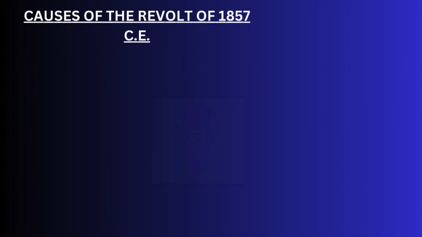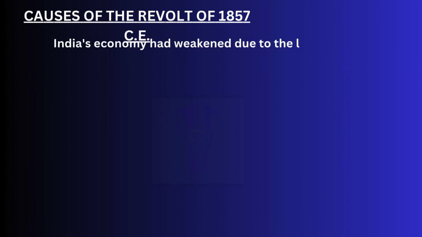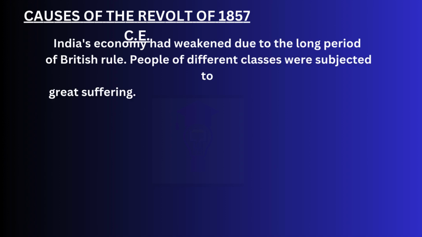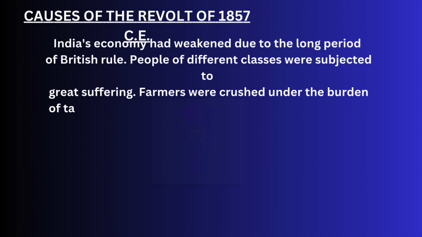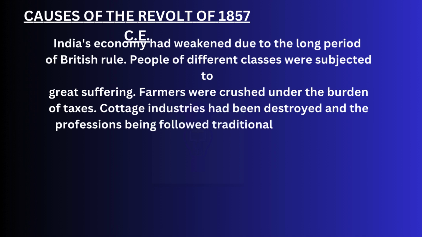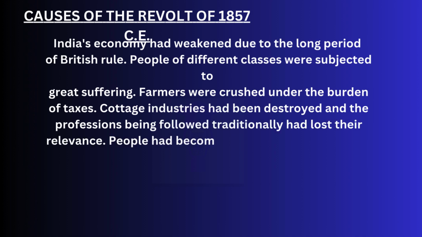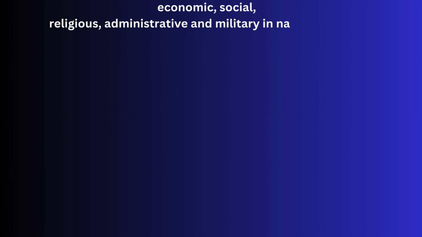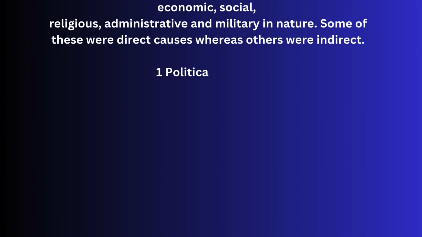Causes of the revolt of 1857 CE. India's economy had weakened due to the long period of British rule. People of different classes were subjected to great suffering. Farmers were crushed under the burden of taxes. Cottage industries had been destroyed, and the professions being followed traditionally had lost their relevance. People had become destitutes. The causes for the revolt can be classified into political, economic, social, religious, administrative, and military in nature. Some of these were direct causes, whereas others were indirect.